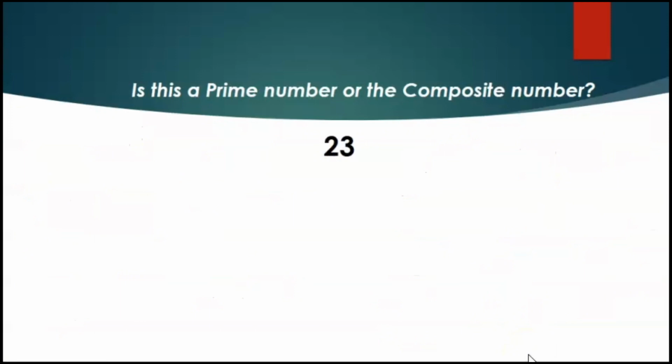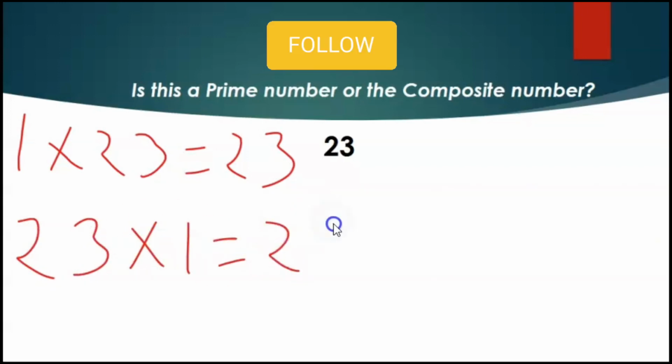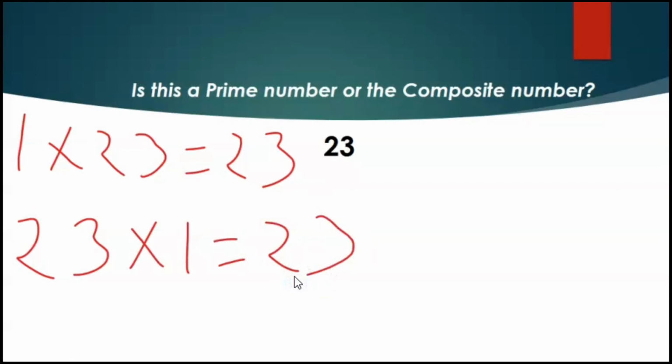Let's do one last one. Is 23 a prime number or a composite number? 23 is a prime number, guys, because it has only two factors. Let's take a look. 1 times 23 equals 23. And 23 times 1 equals 23. So as you can see, it has only two factors, 1 and 23, the number itself. That's why 23 is a prime number.